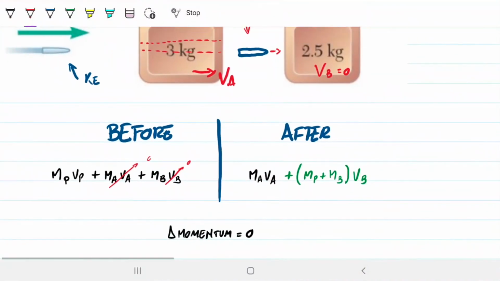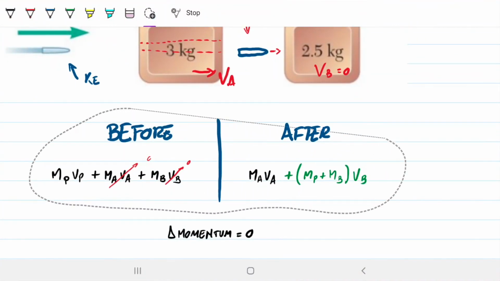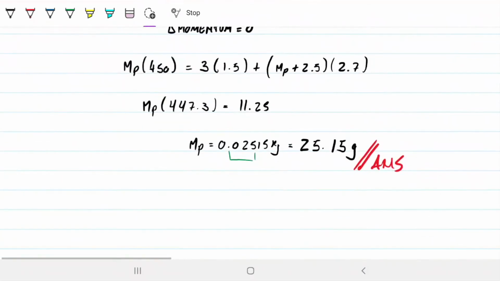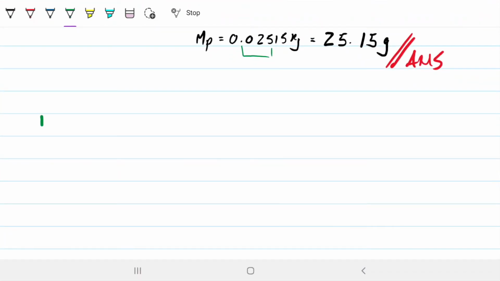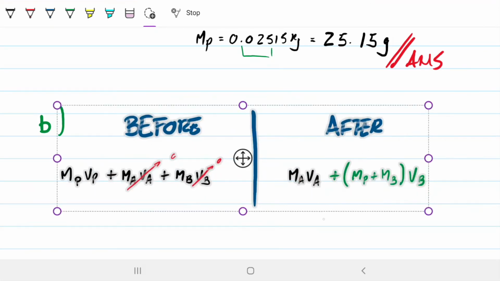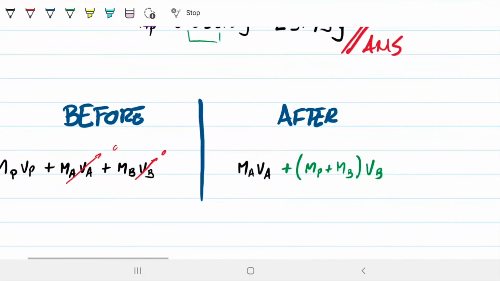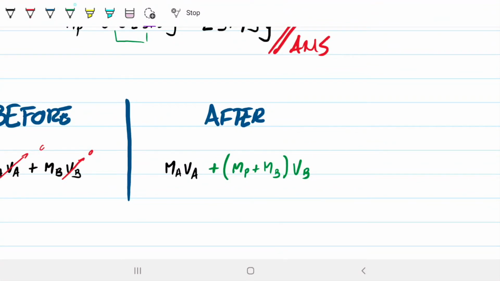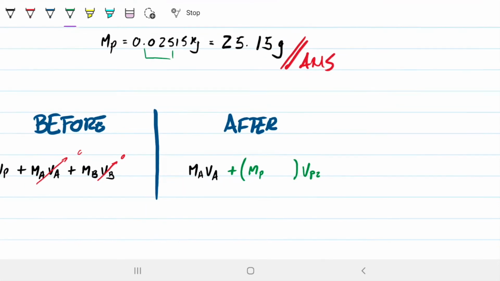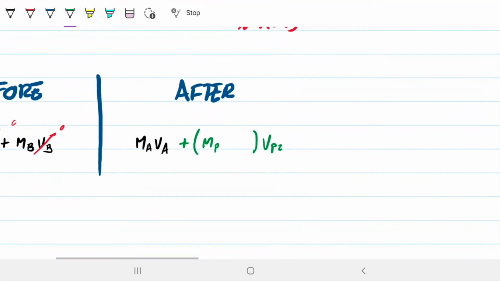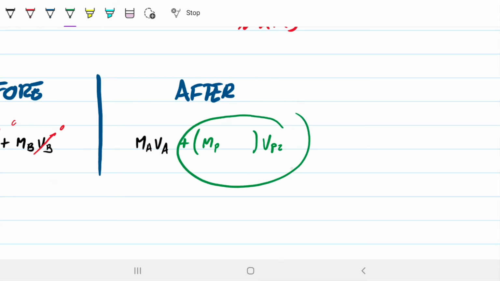Okay, so let me go ahead and copy this to solve part B. So on the before, nothing changes, but on the after, we don't have B anymore. So we don't have this fella here, and then we don't have the velocity B. What we do have is the velocity of projectile 2, right? So before, nothing changed, and afterwards, we only have two things: the velocity that A acquired from the interaction with the bullet, and the new velocity of the bullet as it's going from A to B.